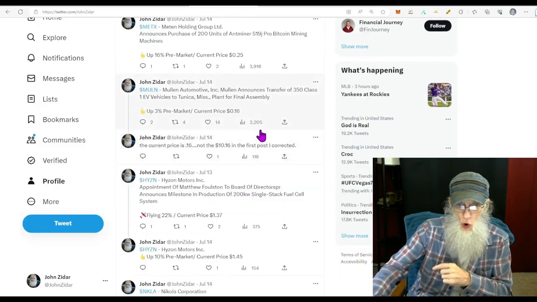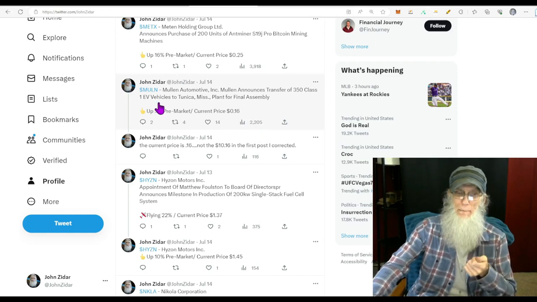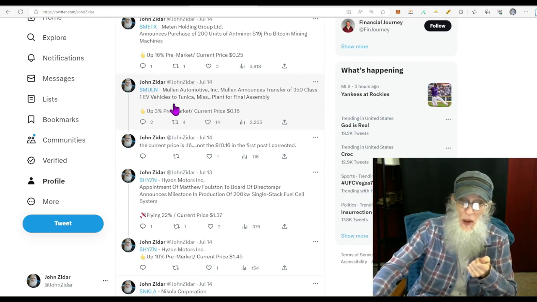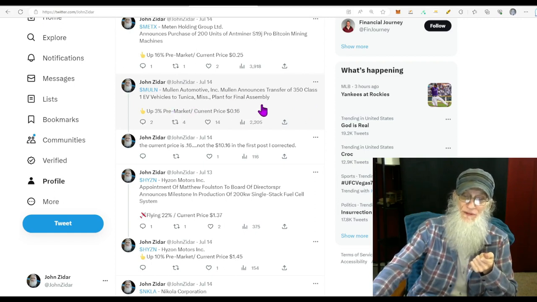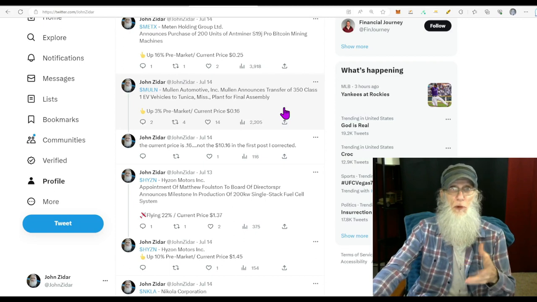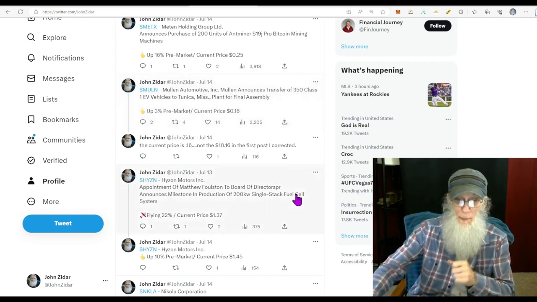Continuing on with my scroll, the very next one, 2,200. Mullen. Yeah, she did a couple billion shares the other week, right? Mullen Automotive announces transfer of 350 Class 1 EV vehicles to Tunica, Mississippi plant for final assembly. They had just delivered 22 vehicles to a distributor who is selling them, and they got paid for that. Wholesale cost, but they got paid.